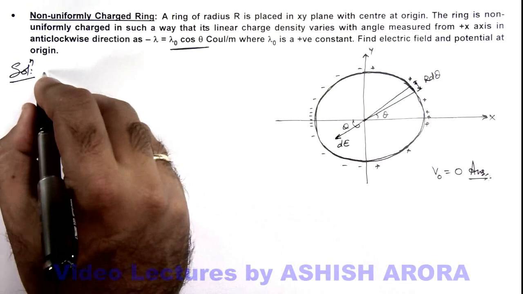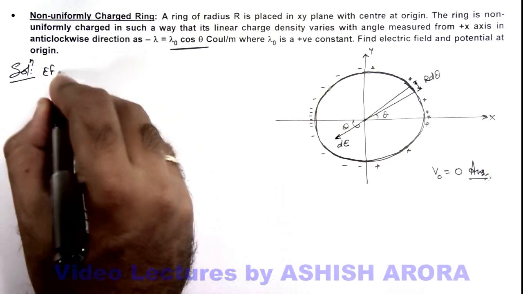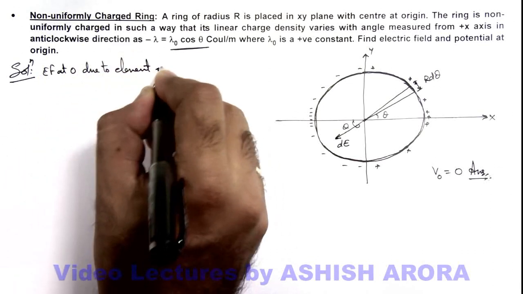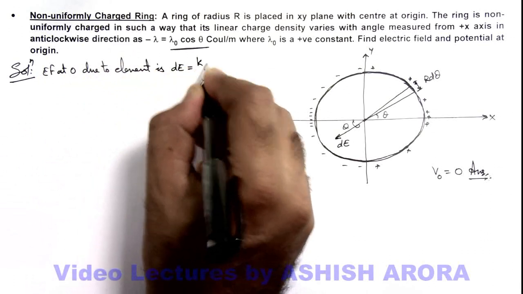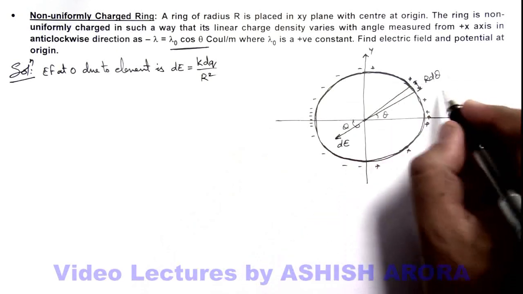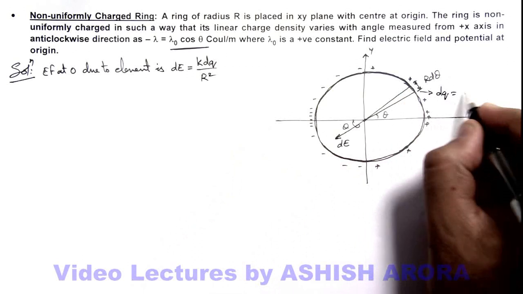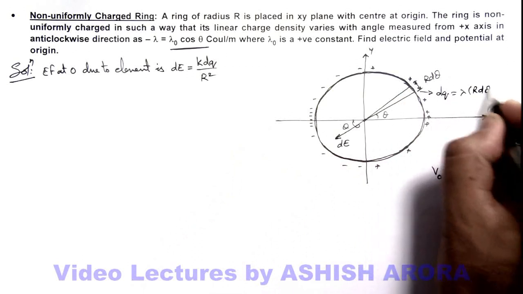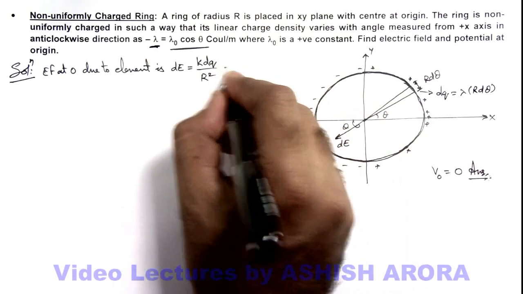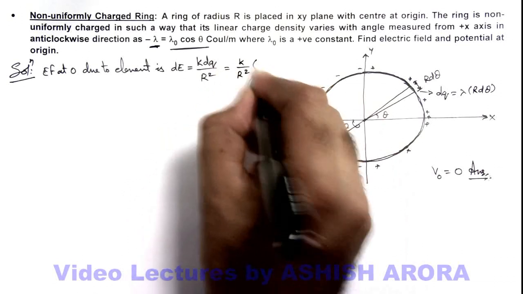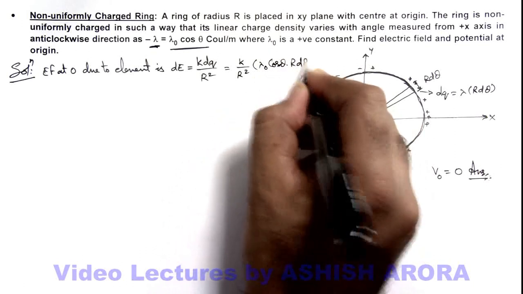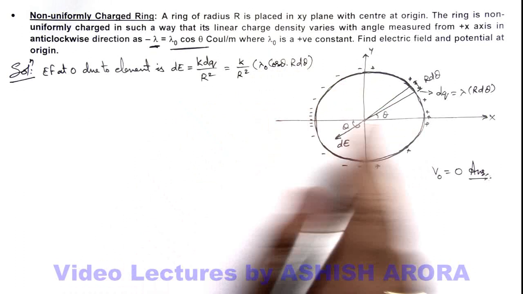Here we can calculate the electric field at the origin due to this element as dE, which we can directly write as k dQ by r square, where dQ is the charge of this element. The value of this charge dQ we can write as lambda multiplied by r d theta, as here the charge density is given by lambda and its length is r d theta. So, this will be k by r square multiplied by dQ, which we put as lambda naught cos theta into r d theta. So, this is the value of the electric field due to this element.